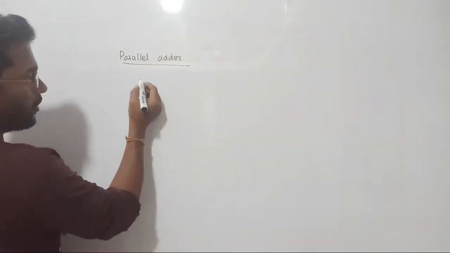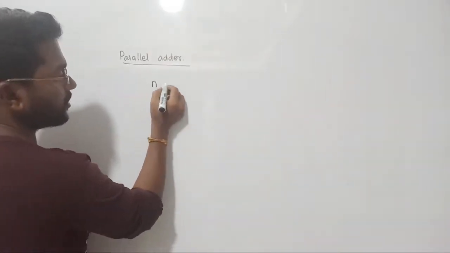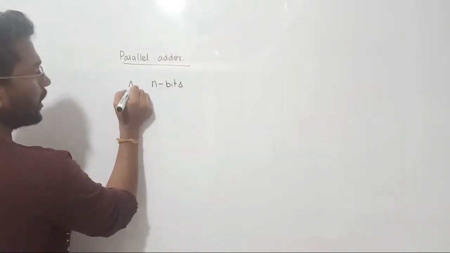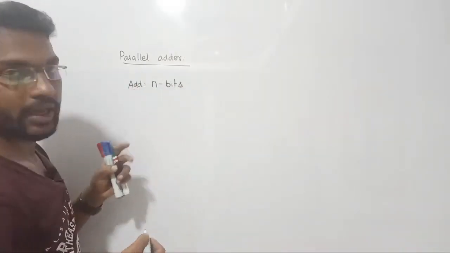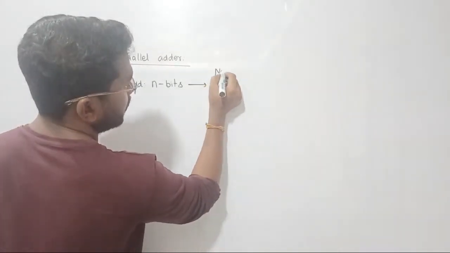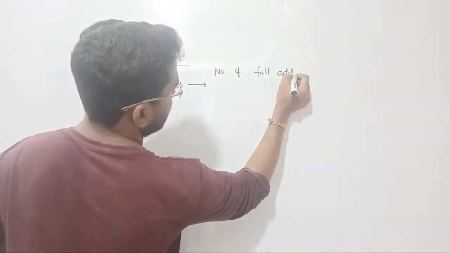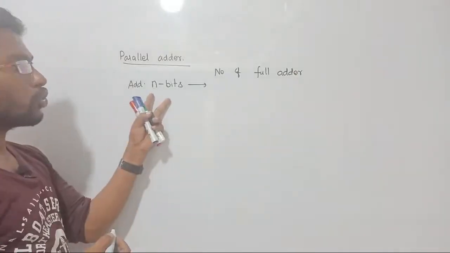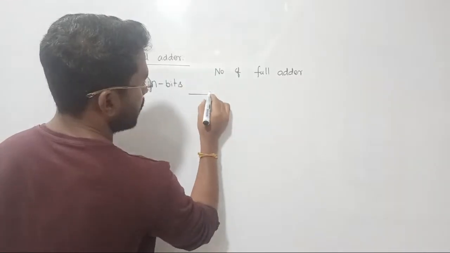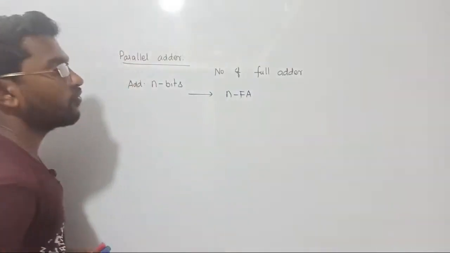In order to perform 2 n-bit addition, while performing n-bit addition, the question is the number of full adder circuits that would be required. First question: how many full adder circuits are required in order to add 2 n bits? The answer is n full adder circuits. We can directly write that, n full adder circuits.